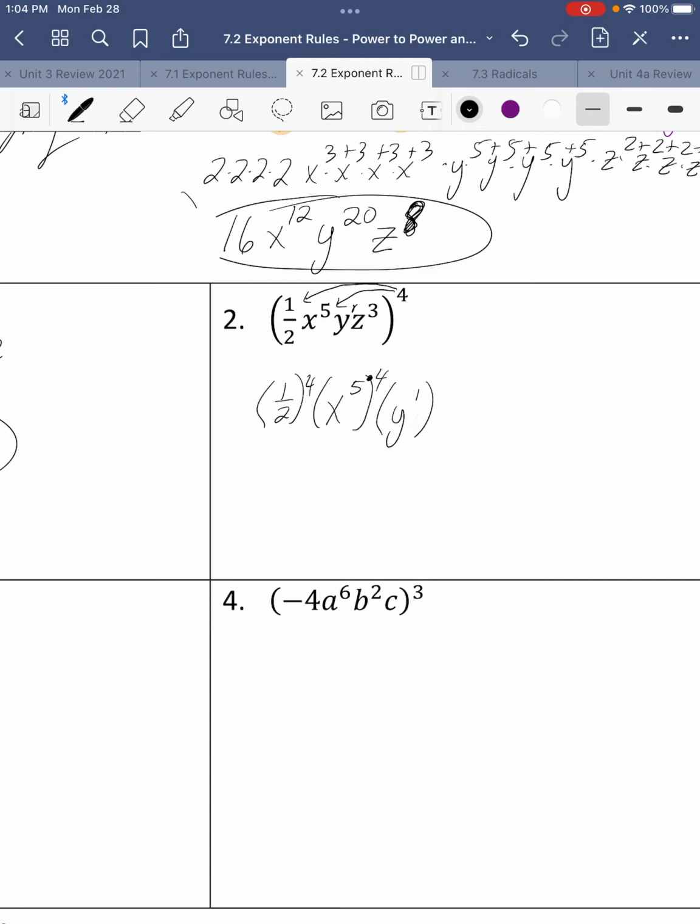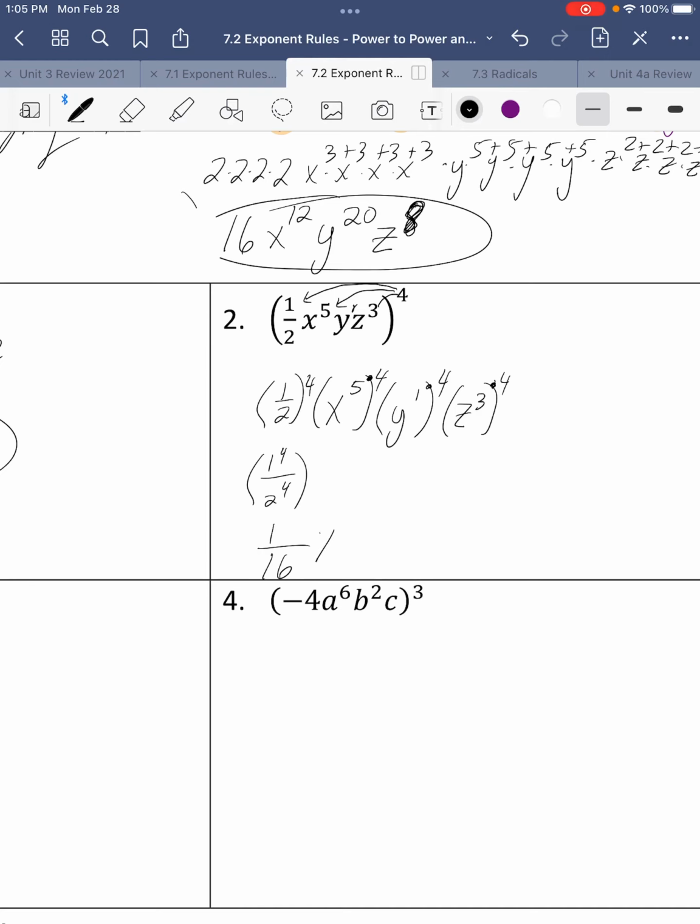You don't have to write it this way, to the 4th. Z to the 3rd times 4. So let's see what we got here. With a fraction, you are going to do 1 to the 4th, and then the denominator to the 4th. So the numerator, 1 times 1 times 1 times 1 is 1. 2 times 2 times 2. So 2 times 2 is 4, times 2 is 8, times 2 is 16, so that'll be 1/16.